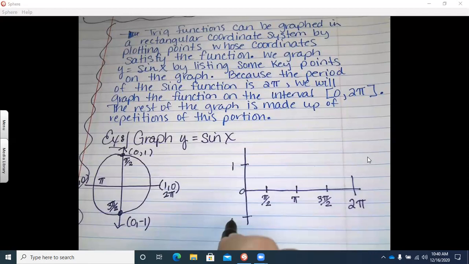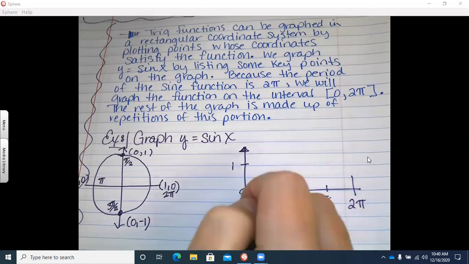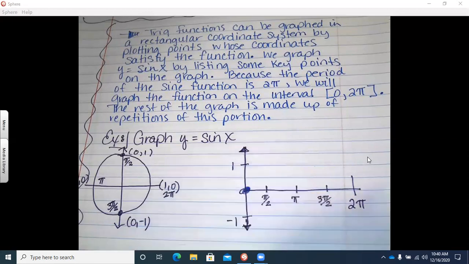All right, so then I'm going to plot the points. At 0 radians, what is my sine? 0. Sine is your y value, right? At pi halves, what is sine at pi halves? 1. So at pi halves, we go up to 1. What is the sine at pi? 0. Back down to 0.